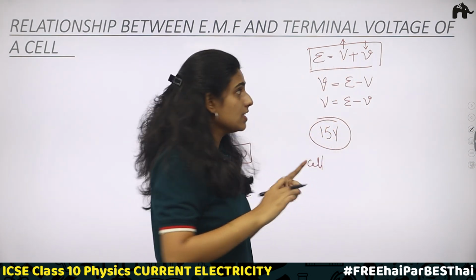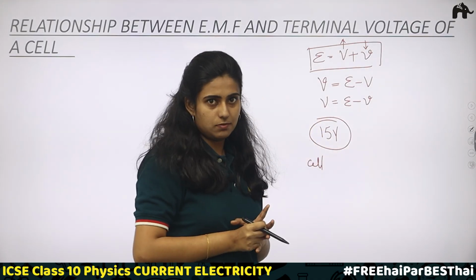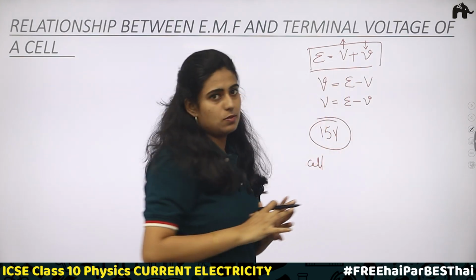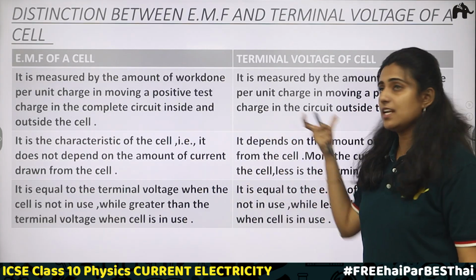Voltage drop will be more because to move the electrons within the cell, it is taking more energy. Okay, more potential difference will be there. Understood the relation?